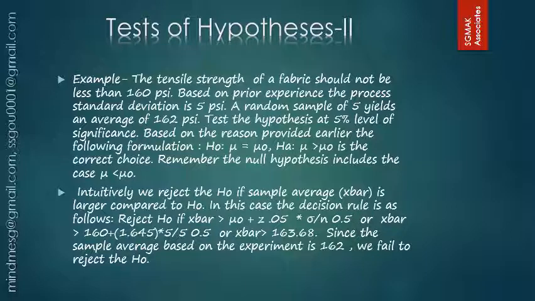Let's look at an example. The tensile strength of a fabric should not be less than 160 psi. Based on prior experience, the process standard deviation is 5 psi. A random sample of 5 yields an average of 162 psi. We get X bar, the sample average, of 162 psi based on a sample of size 5. Test the hypothesis at 5% level of significance. Based on the reason provided earlier, the correct formulation should be null mu equals mu naught and alternate mu greater than mu naught. It's the correct choice.